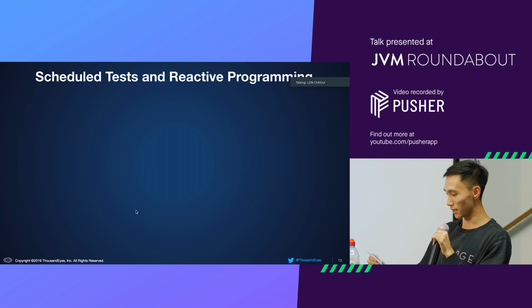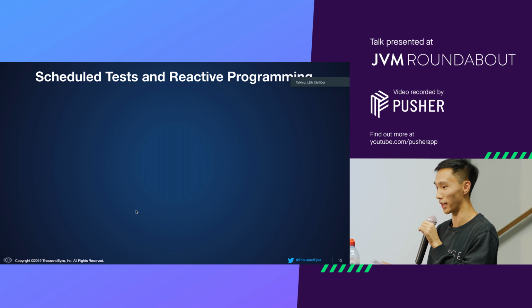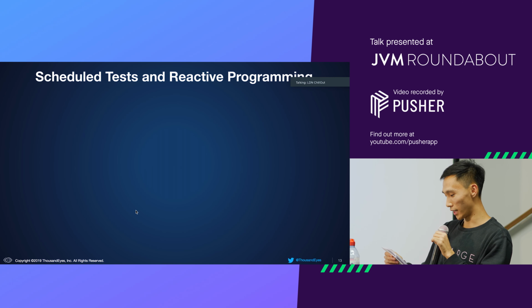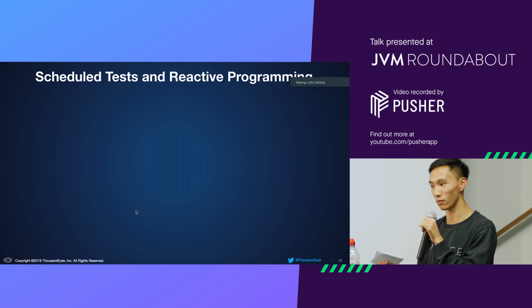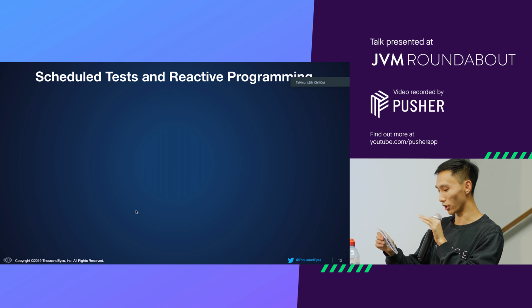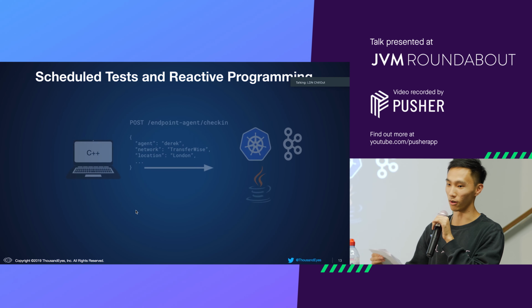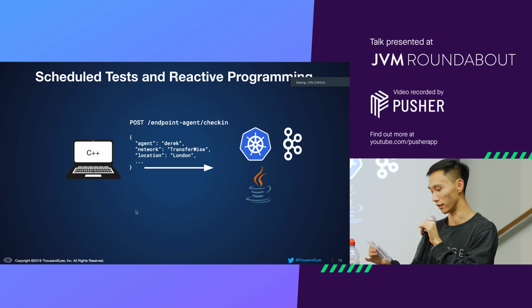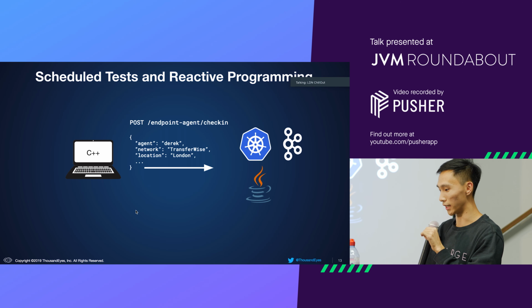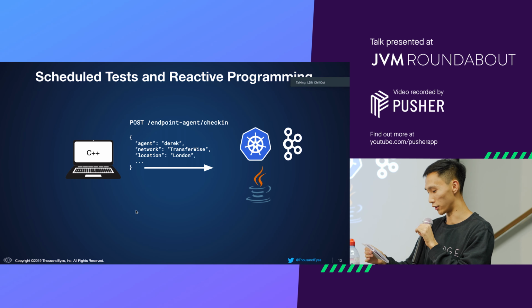I first want to explain some of the interactions between the endpoint agent and the backend. One of the most important things that the endpoint agent needs to do is check in with the backend. What this means is that the endpoint agent will periodically poke an endpoint in the backend and say, hey, I'm currently connected to the TransferWise network, or my current location is in London. You can think of this like a heartbeat. It's effectively the agent submitting its most recent state to our backend.